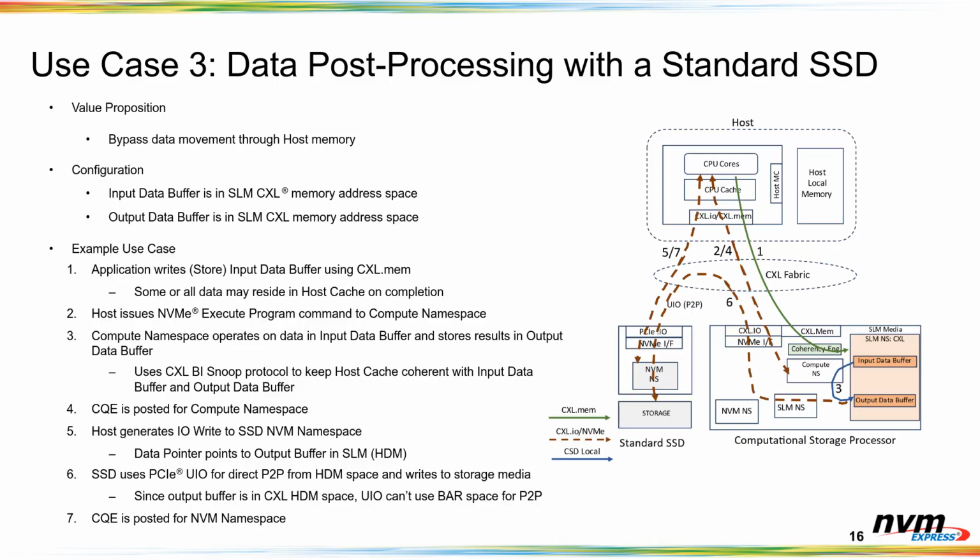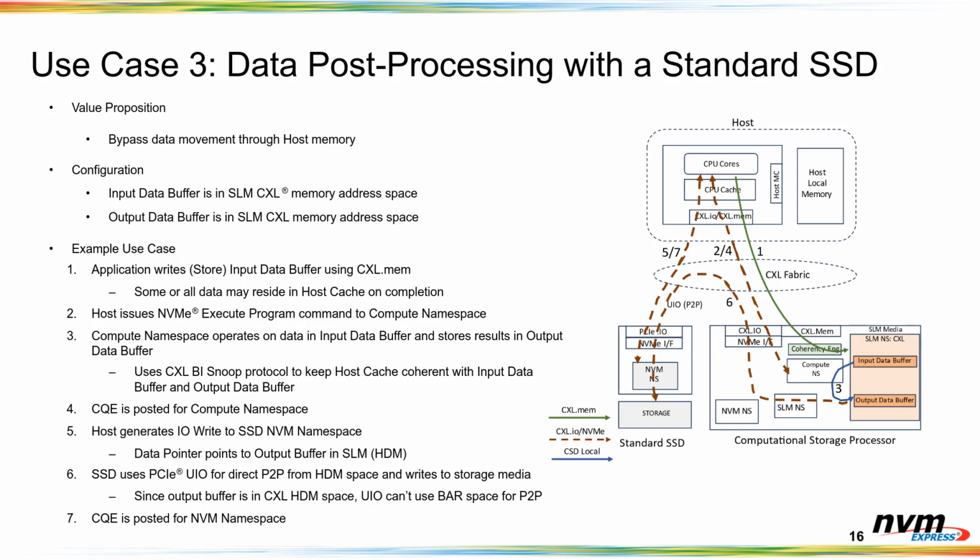So this is a device that's got all the compute capability, but it isn't going to store any data. The storage is going to happen over in the standard SSD that's shown to the left of the computational storage processor. So we're going to put the data over in that traditional drive after we've performed an operation on it. So the value proposition here is that we're going to bypass the data movement through the host, and we're going to go off and perform a manipulation on the data and then write it to an adjacent drive or a peer drive that's connected on the same fabric.